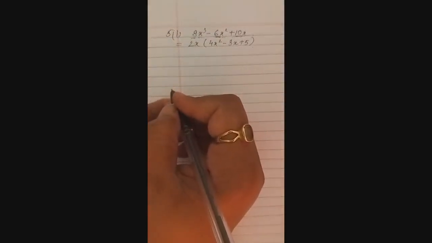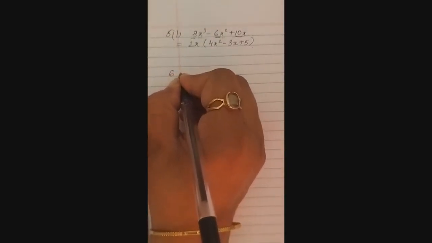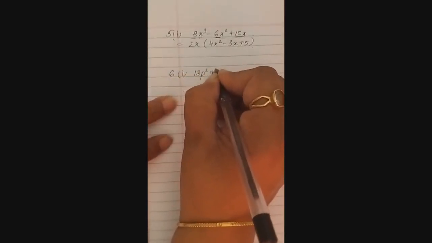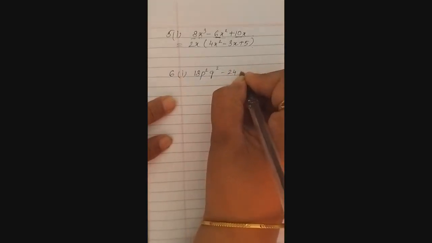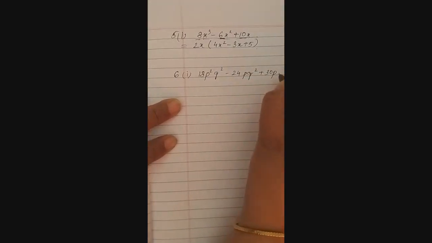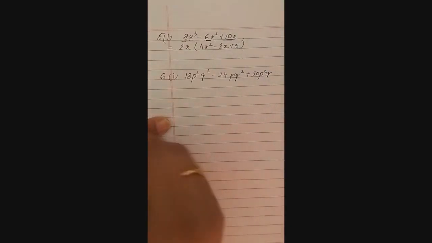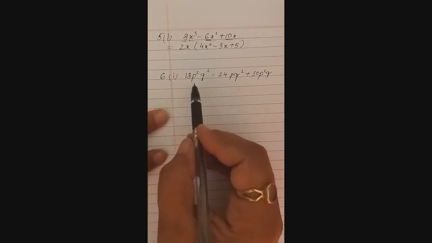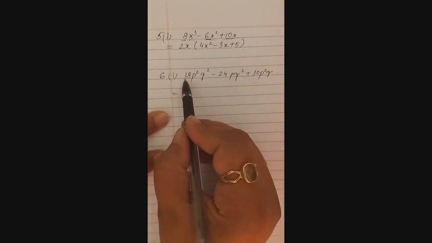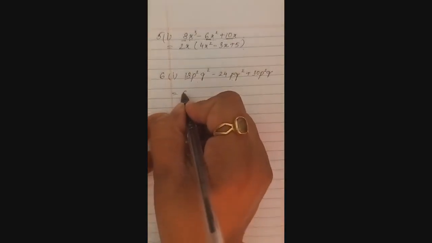Okay, we'll move further. Next is question number 6. First part, it's given 18p square q square minus 24pq square plus 30p square q. Okay. Another question where 3 terms are given. Okay. Can you tell me what is common between 18, 24 and 30? I think 6 we can take common.